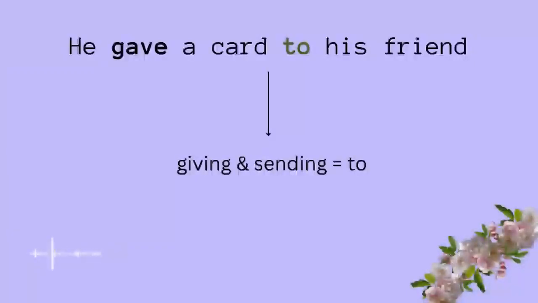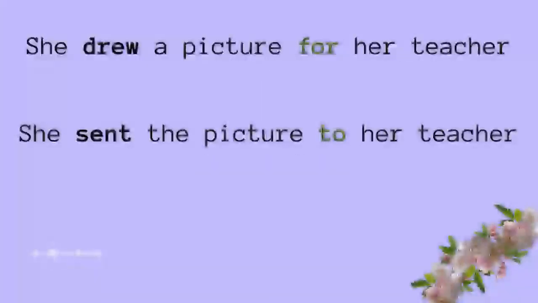Now let's have a look at two different examples. She drew a picture for her teacher. And the second one, she sent the picture to her teacher. What is the difference between the two? If you look at the first one, we are using drew, which is the past of draw. And also we have "for her teacher". And the second one, we are using "sent to".